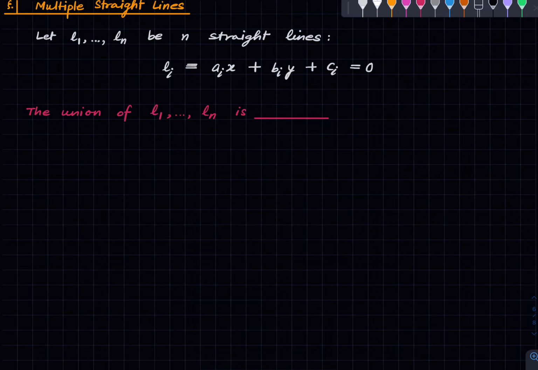Now one can generalize the previous thing to not just 2 but n straight lines. So each Li is suppose given by this equation. Then the union of all of them is given by the following. Just take the product of all of these algebraic expressions and equate it to 0. Just a very simple extension of the previous slide.